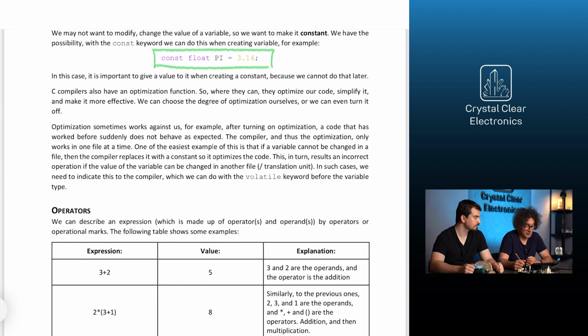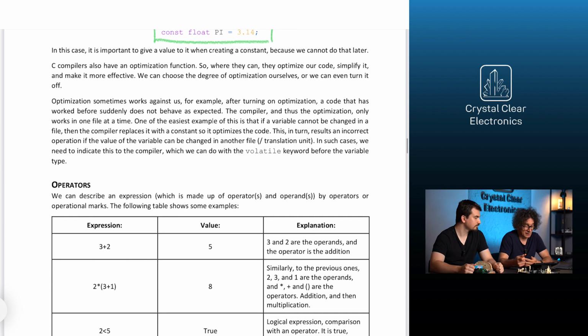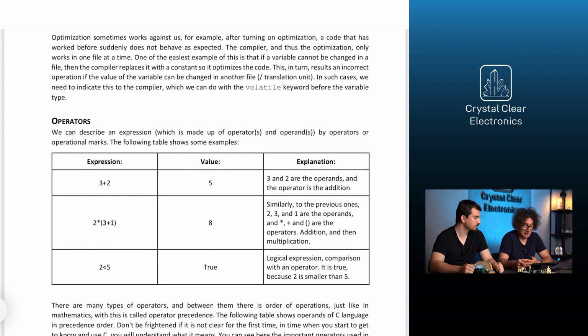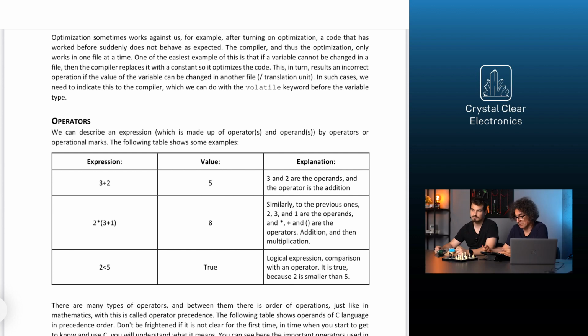The compiler, and thus the optimization, only works in one file at a time. One of the easiest examples of this is that if a variable cannot be changed in a file, then the compiler replaces it with a constant, so it optimizes the code. This, in turn, results in an incorrect operation if the value of the variable can be changed in another file. In such cases, we need to indicate this to the compiler, which we can do with the volatile keyword before the variable type.